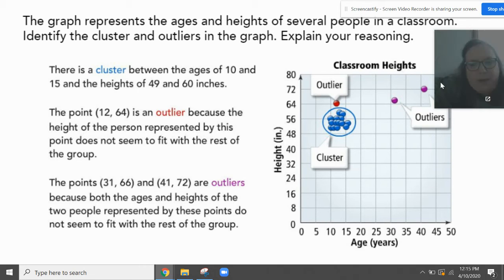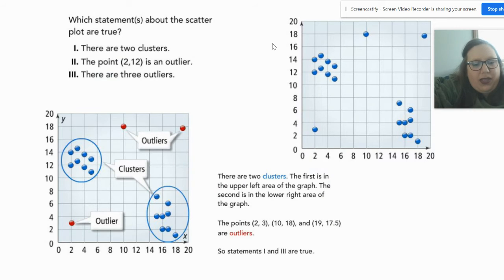These are people who are much older and taller than the students. Those are probably teachers, if you wanted to make an inference. And then also this little outlier here, this person's taller than all the other kids too, so that would also be considered an outlier. All right, let's keep moving along.